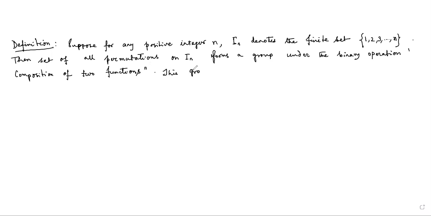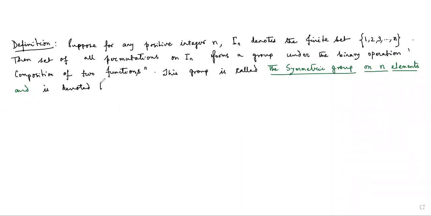This group is called the symmetric group on n elements, and is denoted by Sn, and it is also clear that cardinality of Sn will be n factorial. This is already clear from our previous discussion.